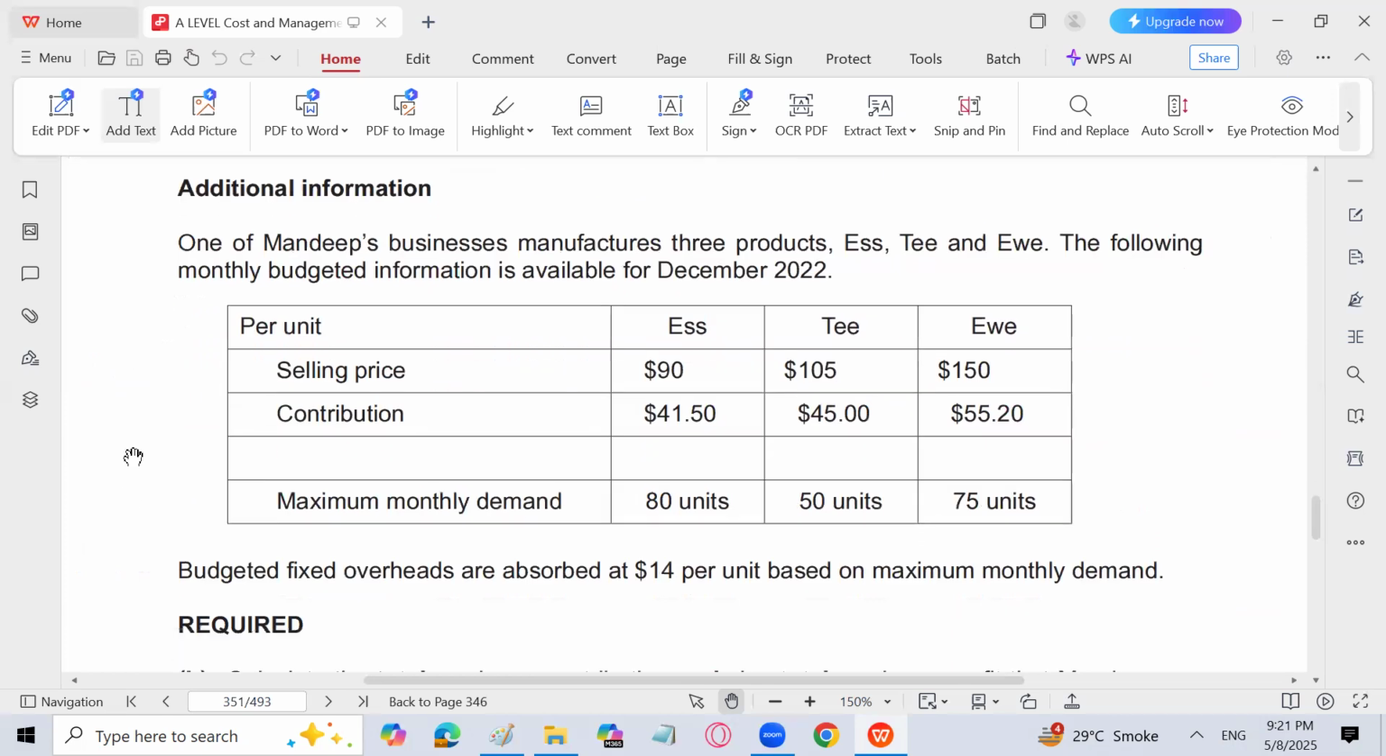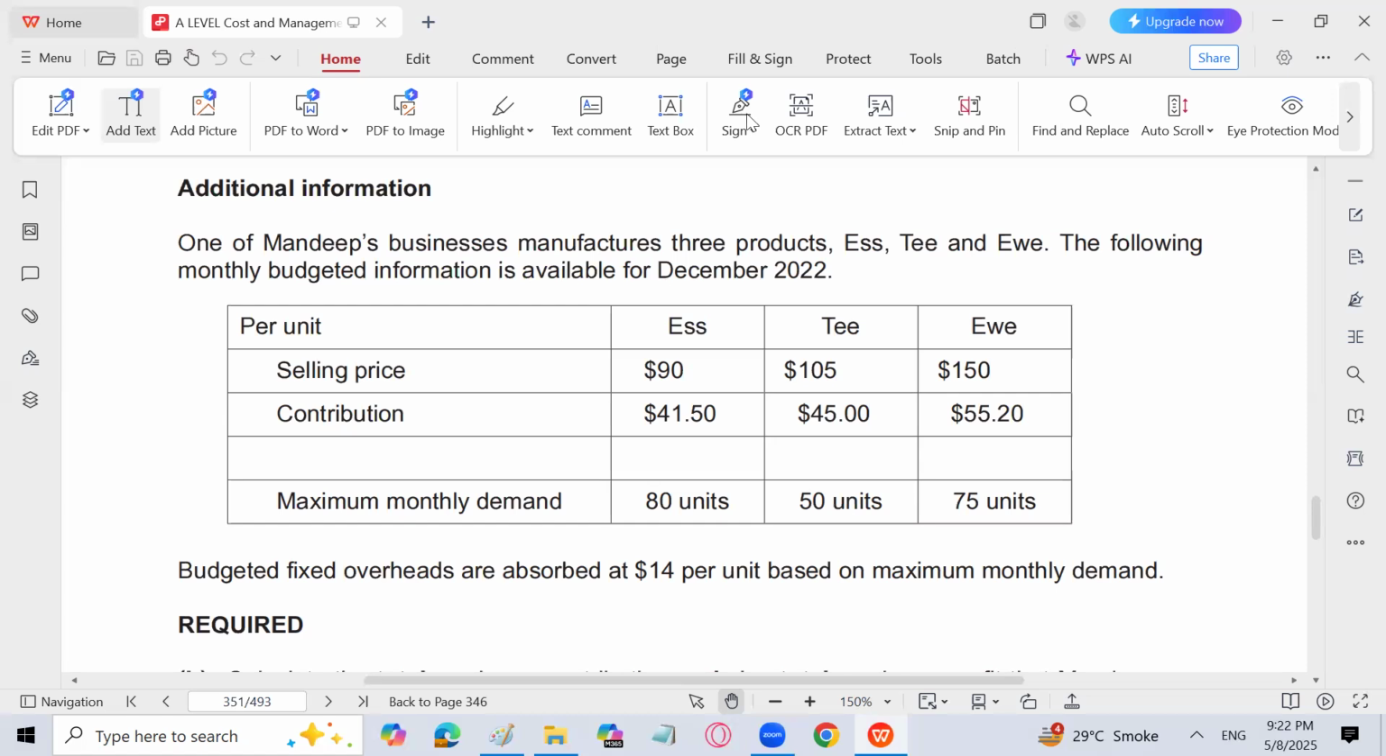One of Mandeep's businesses manufactures three products, S, T, and E. The following monthly budgeted information is available for December 2022. Per unit S, T, E is given. Selling price 90, 105, 150. Contribution is given, that's fine. Maximum monthly demand 80 units, 50 units, and 75 units. Budgeted fixed overheads are absorbed at 14 per unit based on the maximum monthly demand.